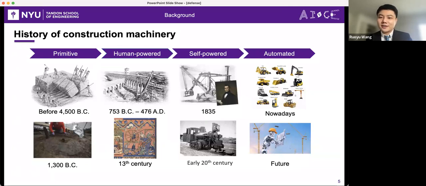Maybe in the future, humans will not need to control the robots, and they can do the work by themselves. We can see that humans play less and less of a role in construction machinery, but automation and intelligence is a trend for the future.